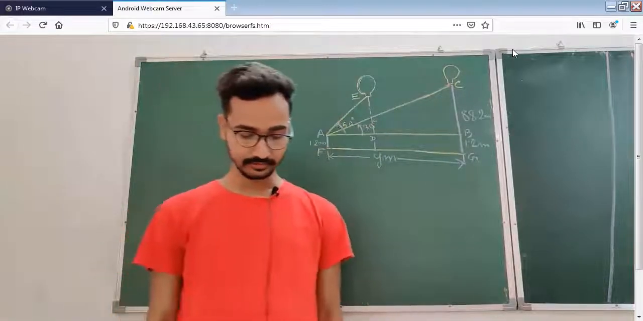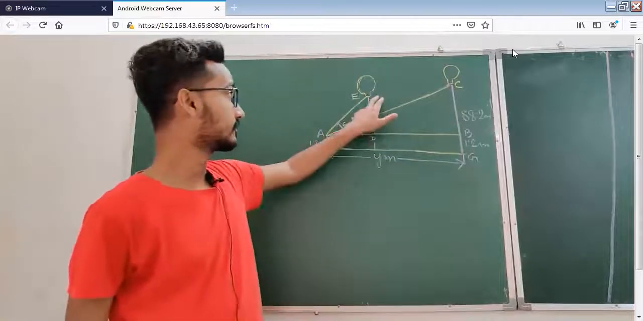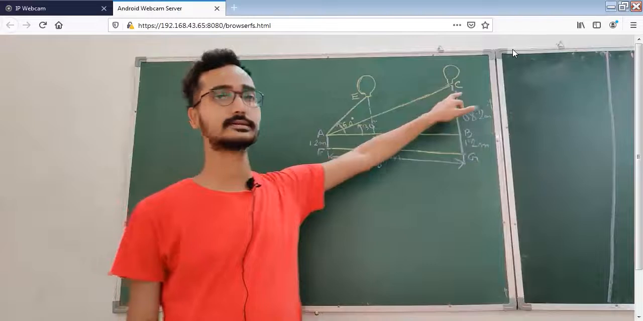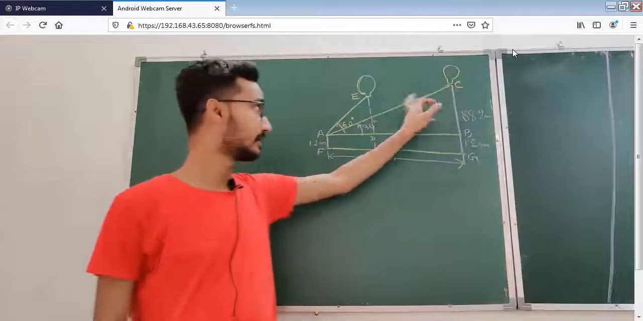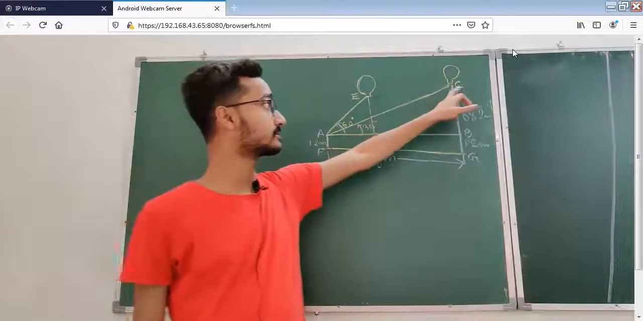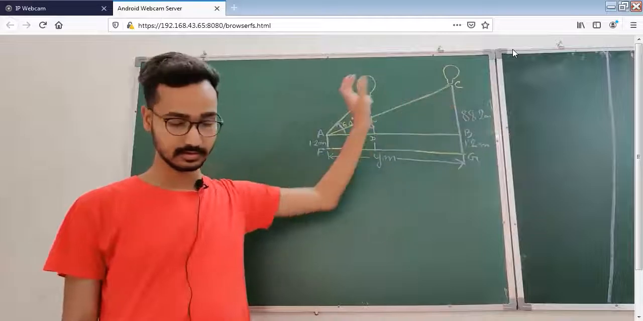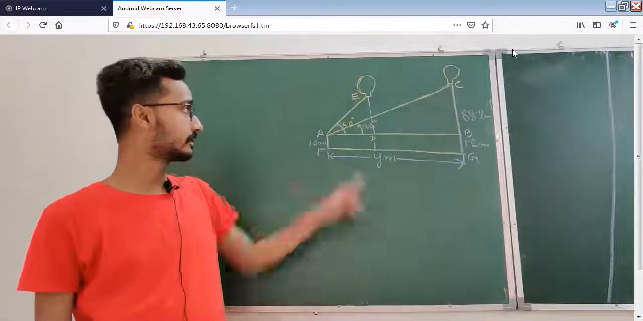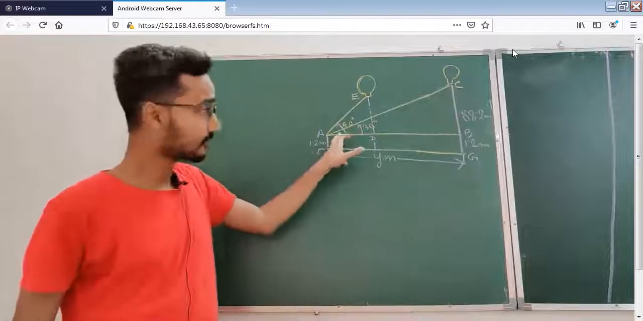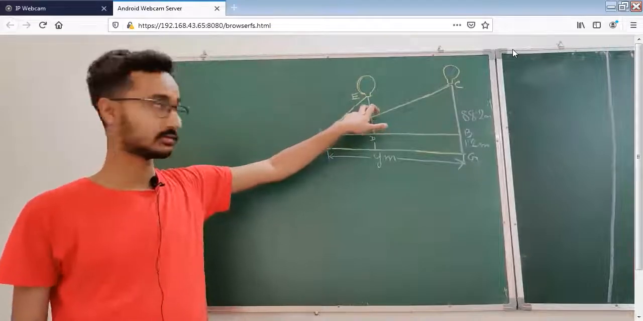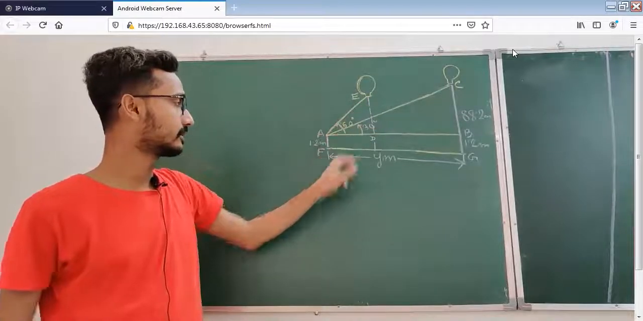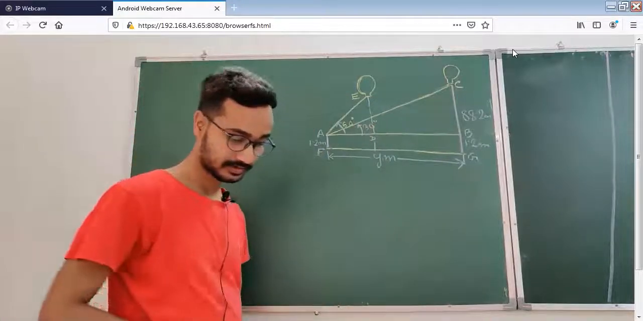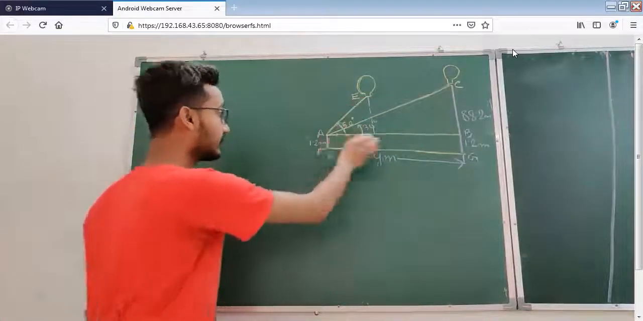The angle of elevation. Now see, E is the first position of the balloon and C is the second position of the balloon. Yes or no? Clear? Now all of you write down in your copy. In the figure, the angle of elevation for the first position of the balloon, that is angle EAD.